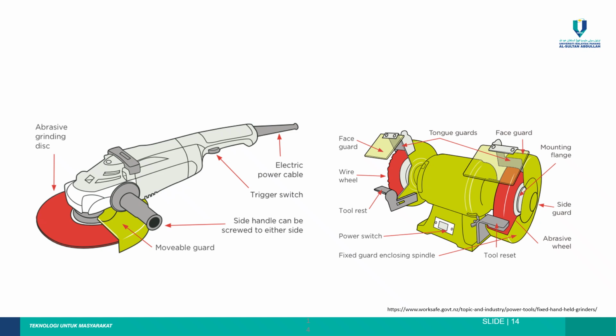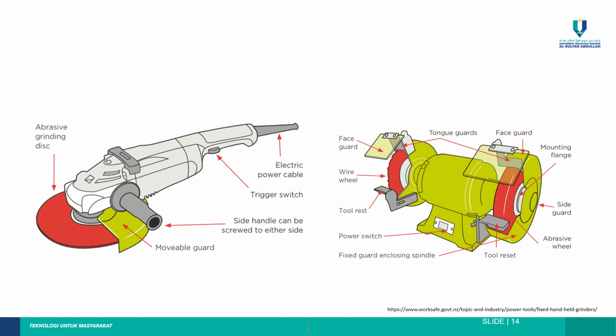The other part is a sort of disadvantage to those who are left-handers. Most of the time we design our equipment for those who are right-handed. So for this equipment, for example, it is designed so that the side handle can be screwed to either side. For those left-handers who prefer a different position, they can put it on the other side. So it is fitting the equipment to the user, not fitting the user to the work equipment.